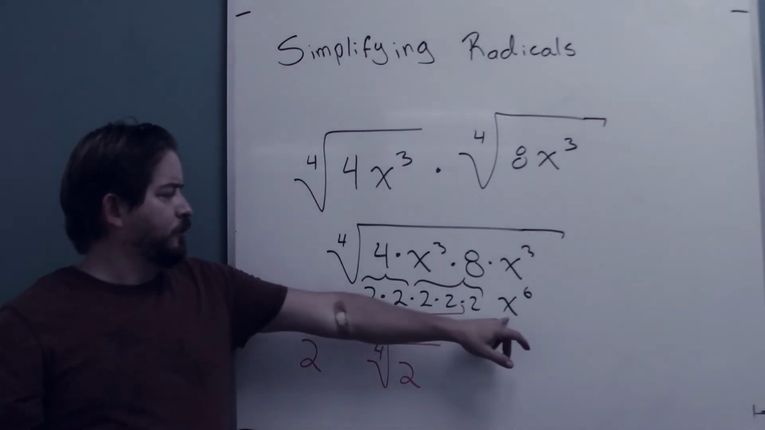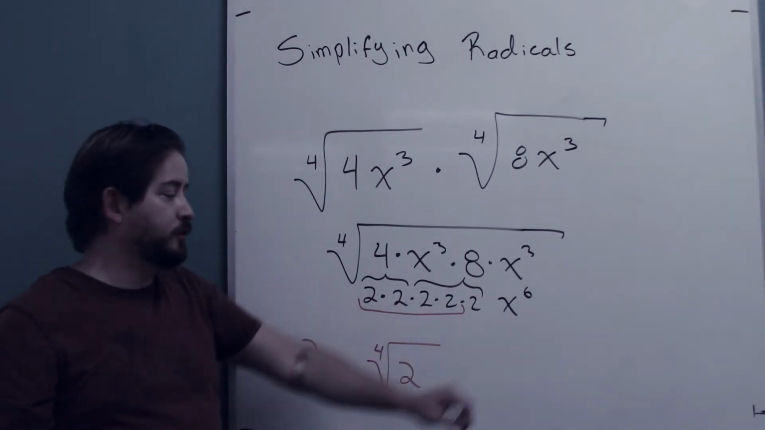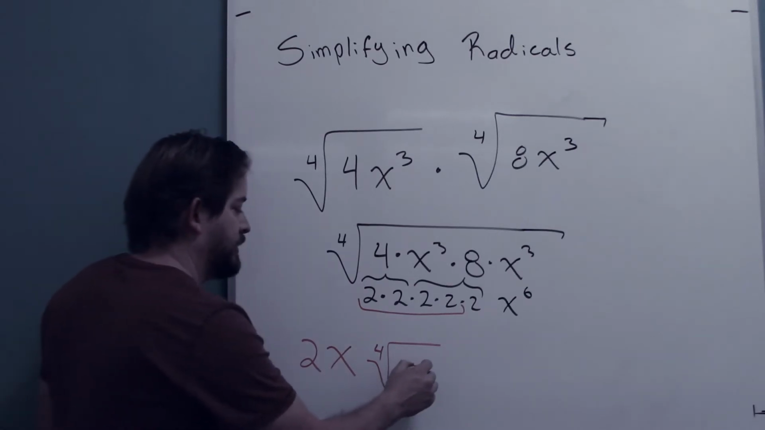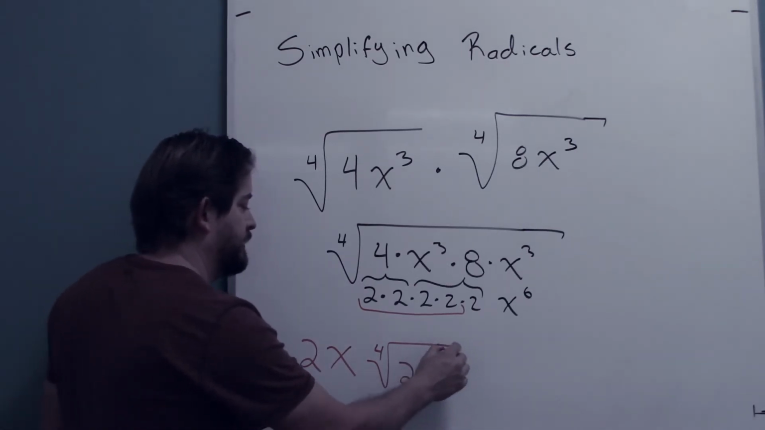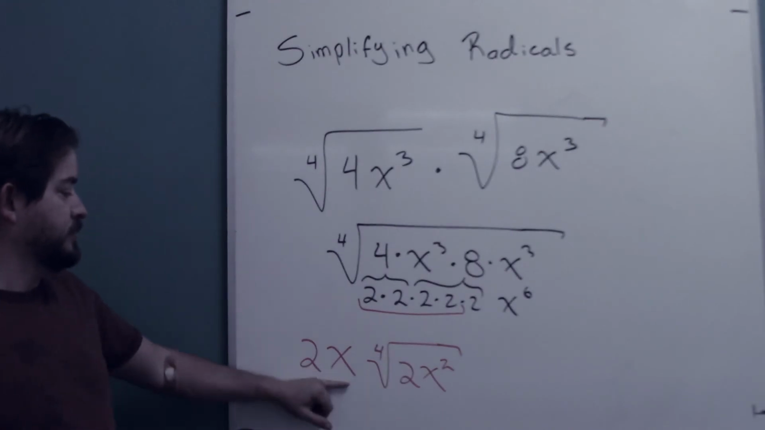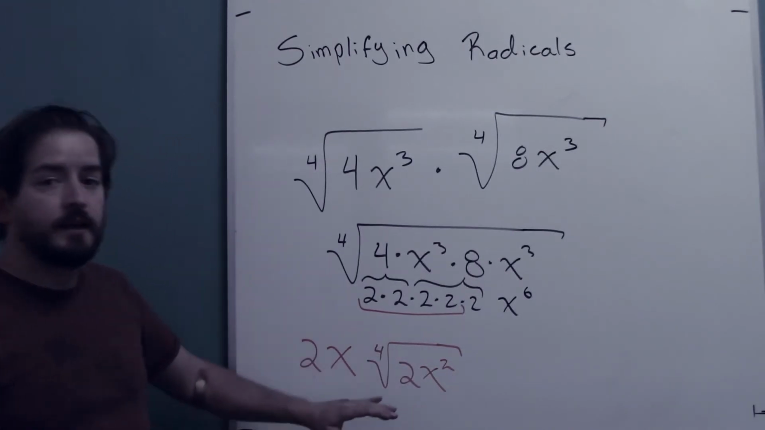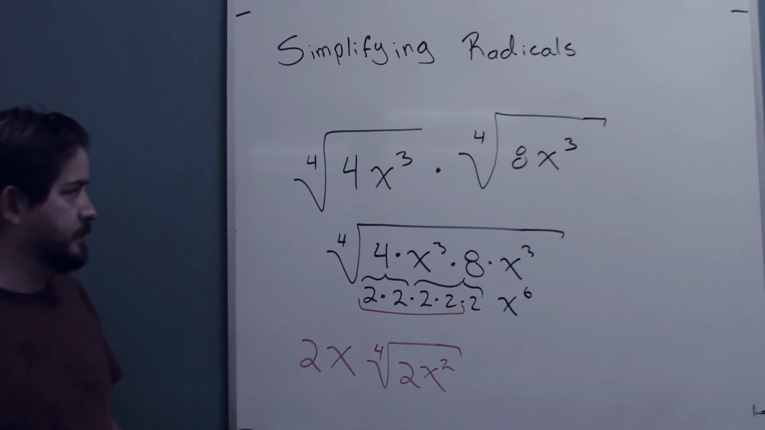And there's a group of 4 x's here with 2 left over, and so I can pull out that group of 4 as just an x, and then the 2 that are left over stay down there, and I've simplified it. I can pull 2x all the way out, but I'm left with a 2x squared inside the 4th root. And that's as simple as I can get this one.